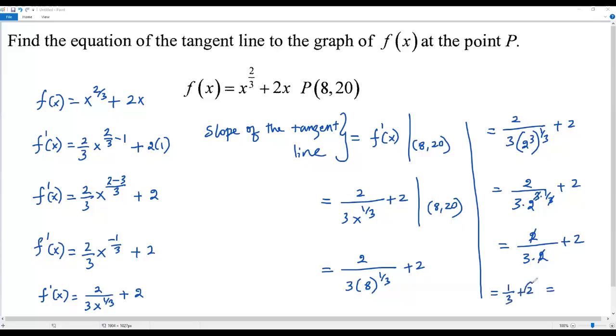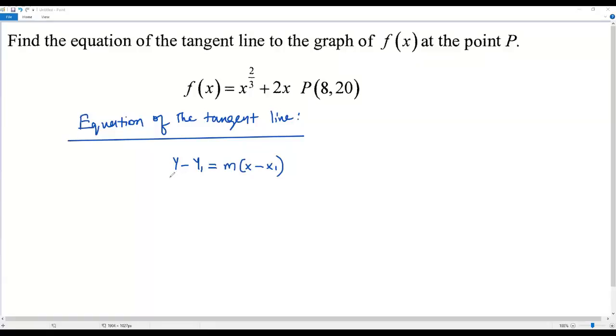Here I'm adding an integer to the fraction 1/3. So I multiply the integer 2 by the denominator 3 and take 3 as a common denominator. I'll get 1 plus 3 times 2, which is 6, over 3. The simplification of this is 7 over 3. So now I have the slope of the tangent line at the point (8, 20), that is 7 over 3. Now I have the slope and I also know the point, so let's find the equation of the tangent line.